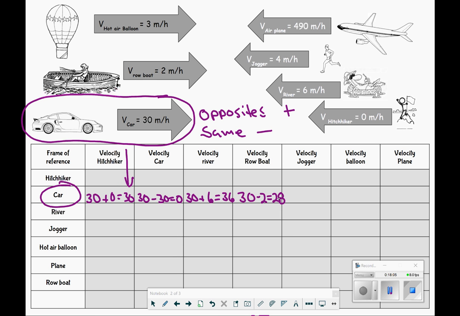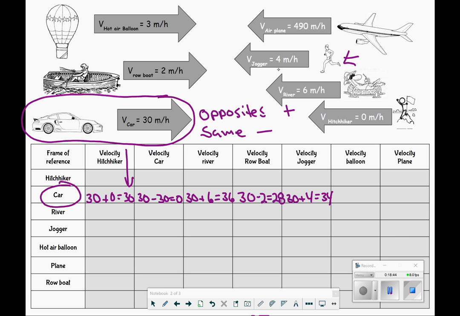Okay, so the next one is the car and the jogger. The jogger is right here. So the car is going 30 in this arrow, and the jogger is going 4 in the opposite direction. So we now know when you're going in opposite directions, you're going to add. So we're going to say 30 plus 4 equals 34. So from the jogger's point of view, the car is going 34 miles per hour. From the car's point of view, the jogger is going 34 miles an hour.